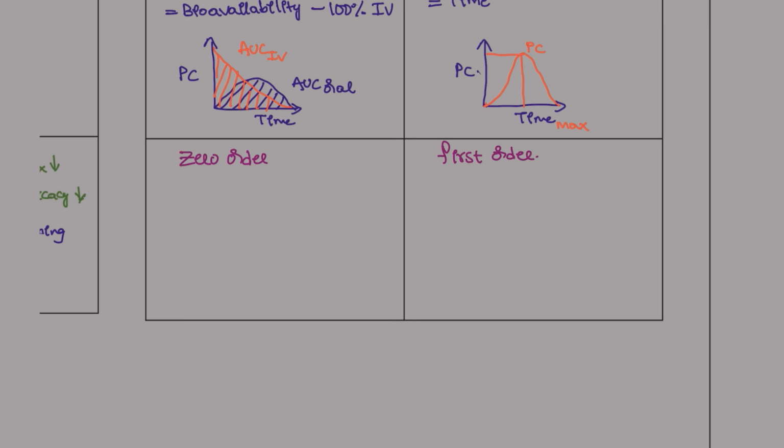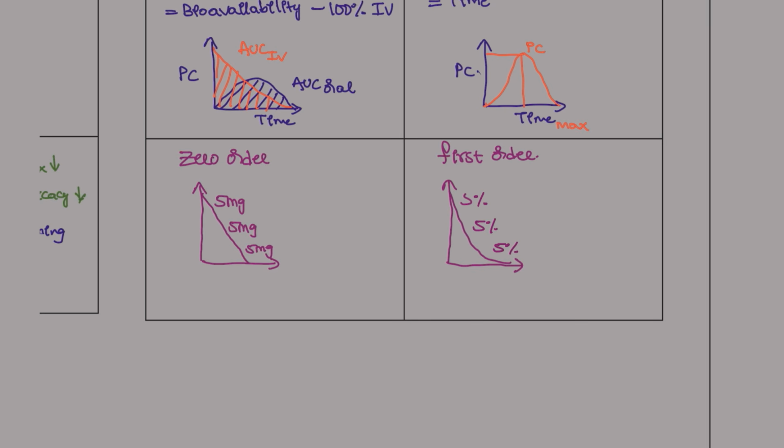So zero order, this is the graph, and the drug elimination will be at a constant amount per hour. Let's say this is how the graph goes, for example 5 mg, and in another 1 hour 5 mg, and in another 1 hour also 5 mg will be decreased. This is zero order. Whereas in first order, the drug is going to be decreased proportionately. For example, 5%, then 5%, then 5%.